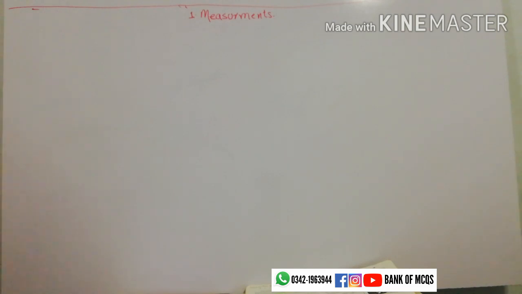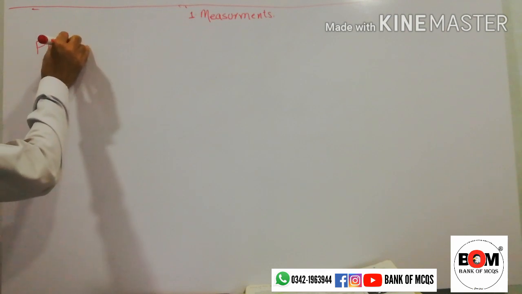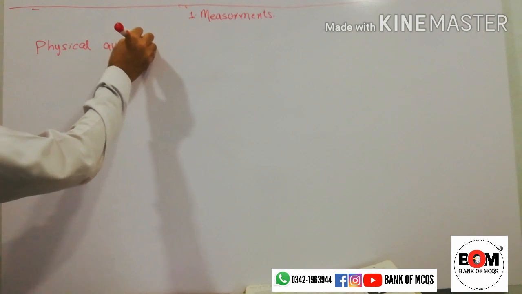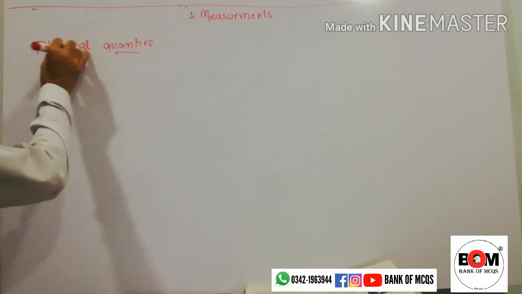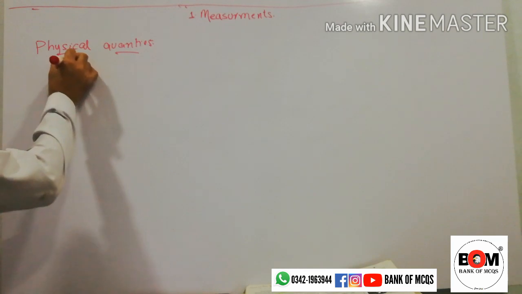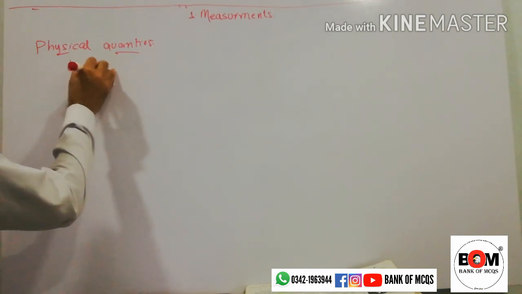Today we are going to discuss chapter number one of first year physics, that is measurement. So we know that the first topic in the measurement chapter is physical quantities. First we will define what physical quantities are. In measurement, the foundation of physics rests upon physical quantities, in terms of which the laws of physics are expressed.